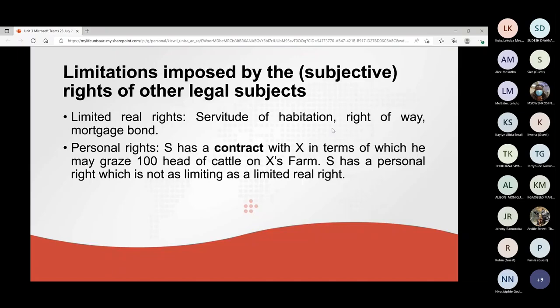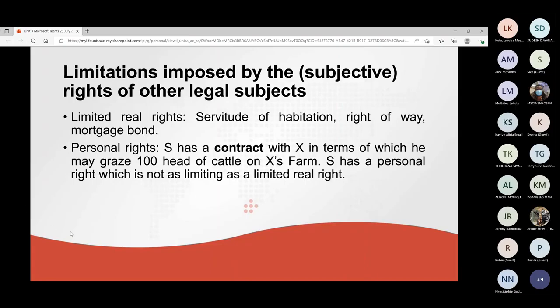Okay, so I've mentioned earlier that an example of a limited real right is a servitude. Now, a servitude is a limited real right which restricts ownership. An example would be a right of way or a mortgage bond. Say, for example, you are living next to another farmer's land, and the only way for you to enter town is to use a road over your neighbor's farm to enter town.